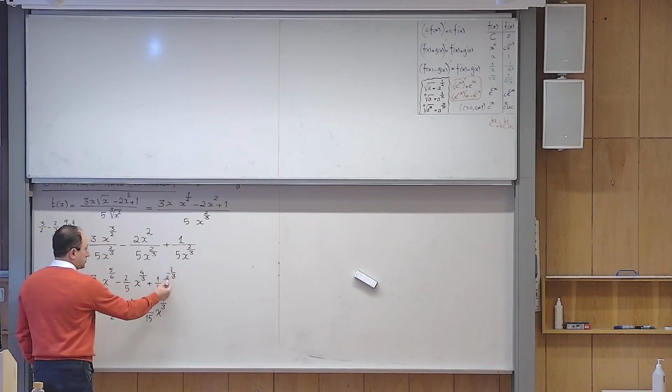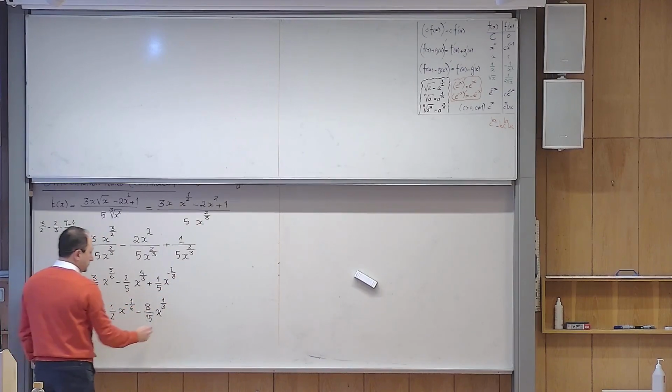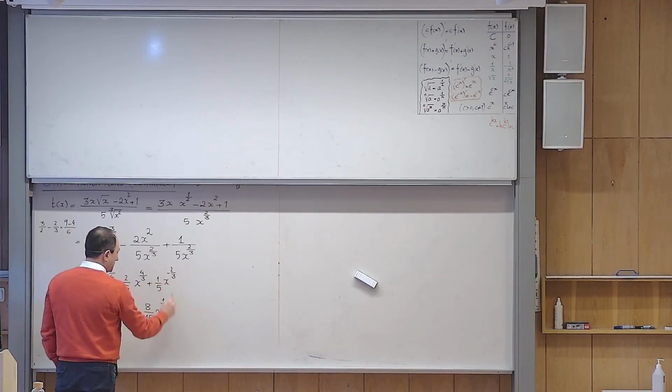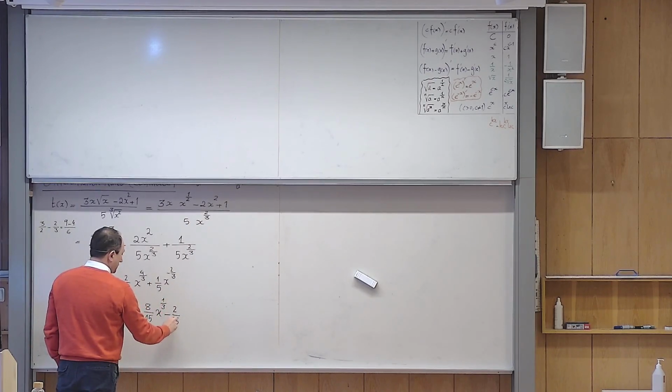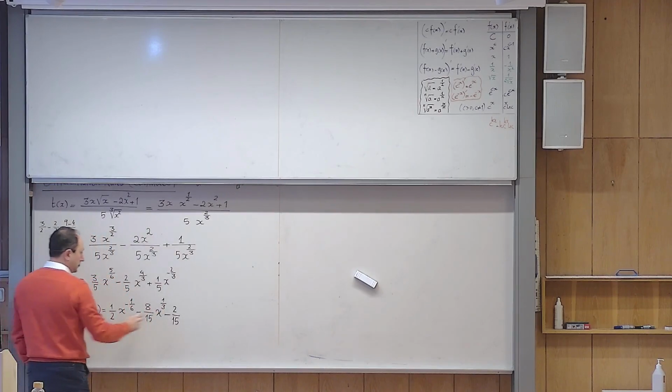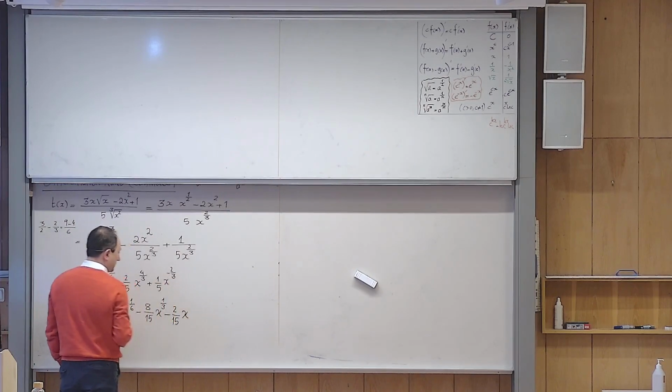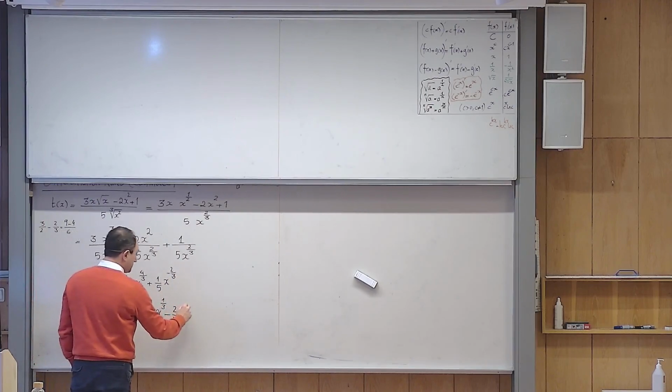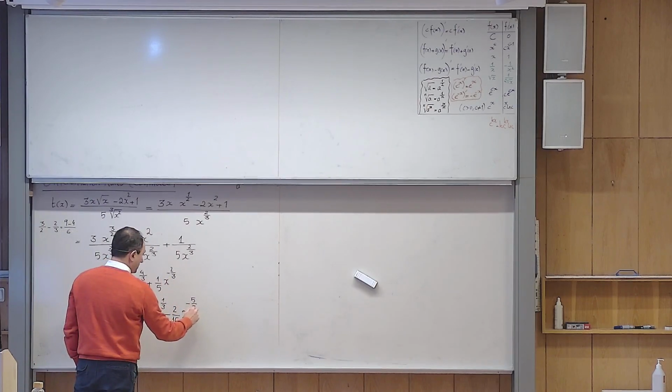And then this minus 2/3 goes down. Nothing can be simplified, so I just simply multiply 1 by 2, 5 by 3. One of them is negative, one of them is positive, so the product becomes negative. And x to the power of 1 unit less, which is minus 5/3.